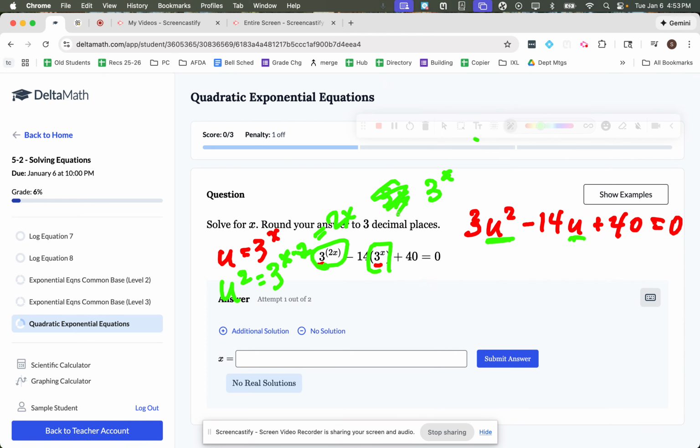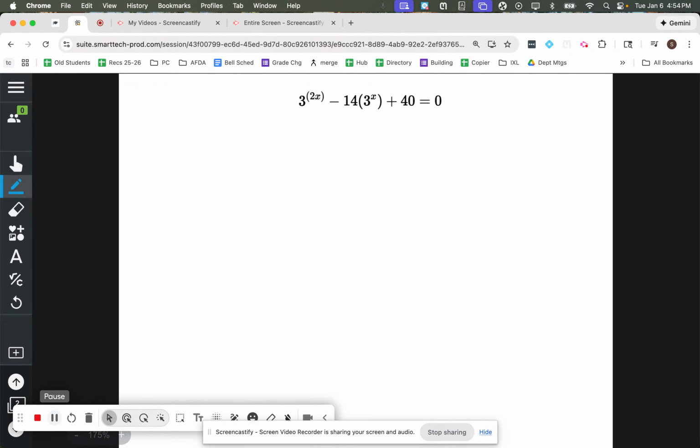Plus 40. Okay, so this is the new equation, and the key step here is the substitution of u for the base to the x. Okay, and you won't have to worry about solving for this until the last step. So let's do it on a clean piece of paper. So as we talked about, what you want to say is off to the side, u is 3 to the x.